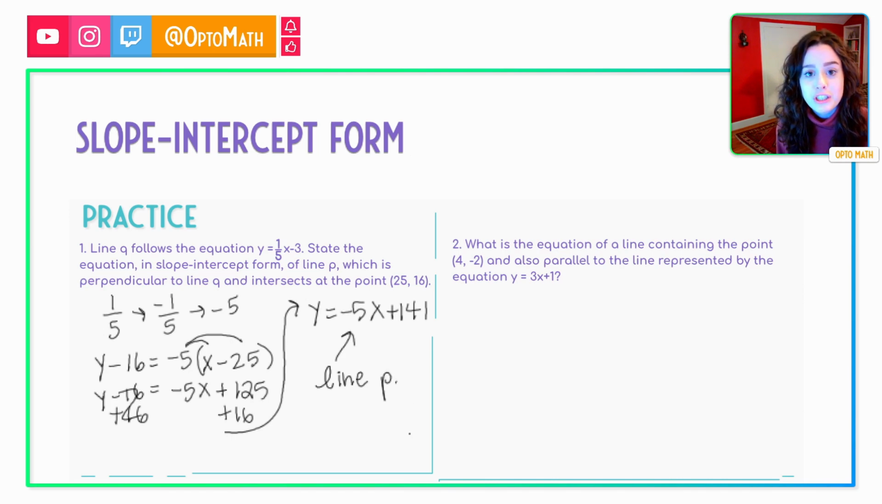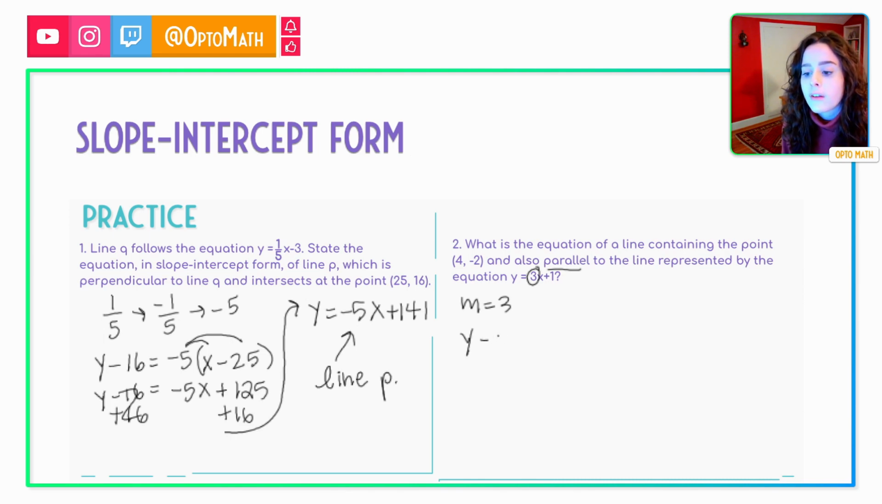All right, number 2. What is the equation of a line containing the point 4, -2, and also parallel to the line represented by the equation y equals 3x plus 1? Okay, so a very important word here: parallel. So our current slope is 3, so our slope is 3 again, because remember, parallel lines have the same slopes. And our point's 4, -2, so let's use our point-slope formula.